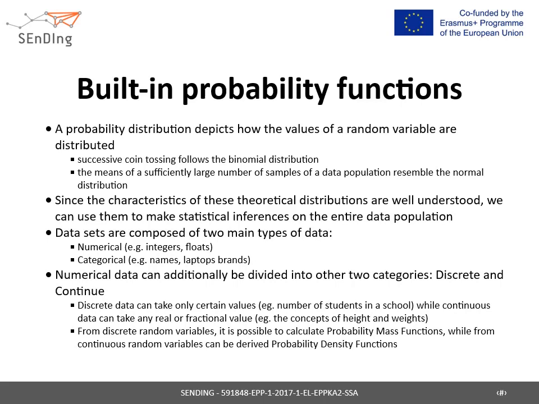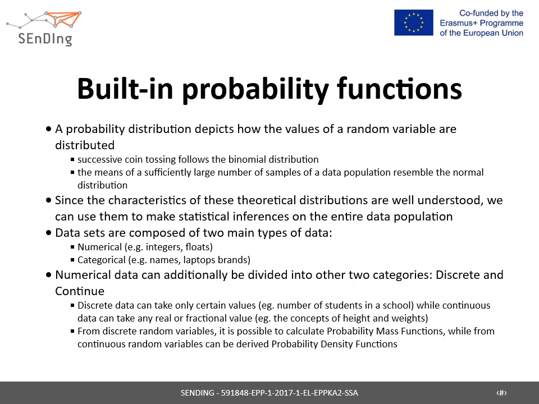As we already mentioned, data sets are composed of two main types of data: numerical, like integers or floats, and categorical, like names or laptop brands. Numerical data can additionally be divided into two categories: discrete and continuous. Discrete data can take only certain values, like the number of students in a school, while continuous data can take any real or fractional value, like heights or weights.